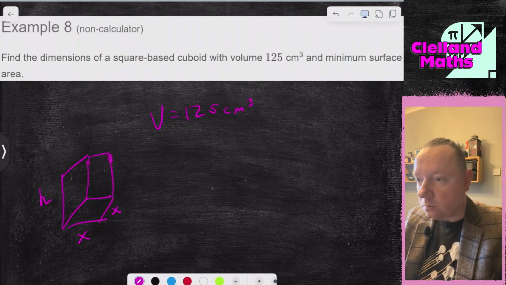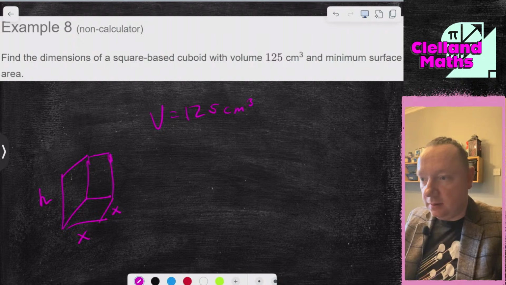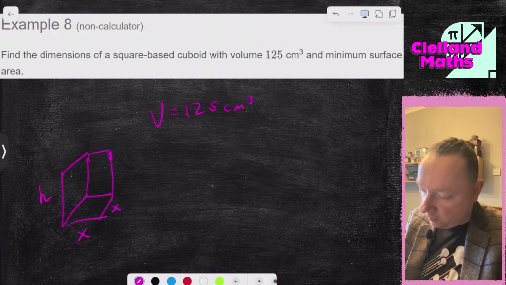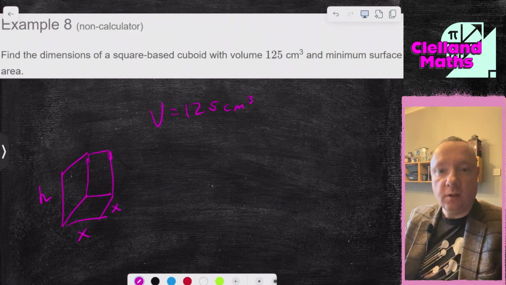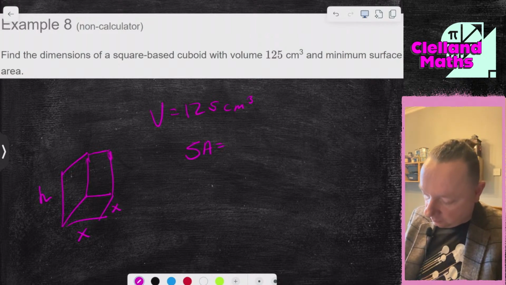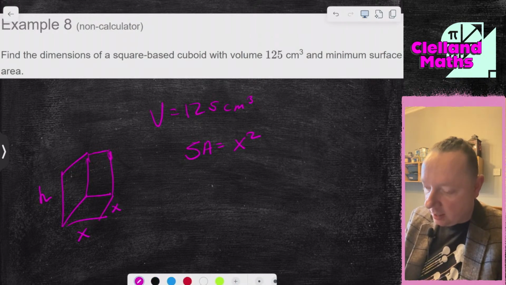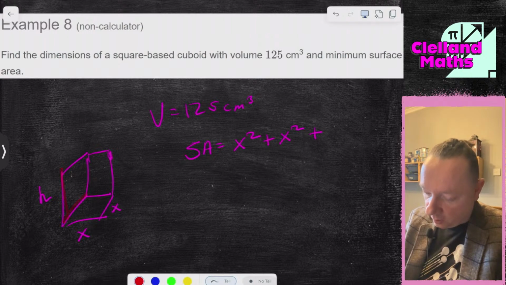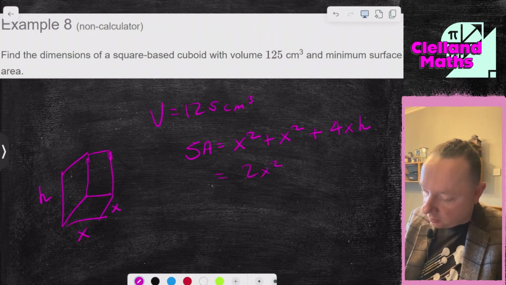Now, that means that we've got some information here. We have to minimize the surface area. So we're going to have to find out what the surface area actually is. So we need to write something for the surface area. Well, it's x by x, which is x squared. And since it's a cuboid, I'll have 2 of them. And then the sides are going to be x by h, and there'll be 1, 2, 3, 4 of them. So plus 4xh. So that's 2x squared plus 4xh.